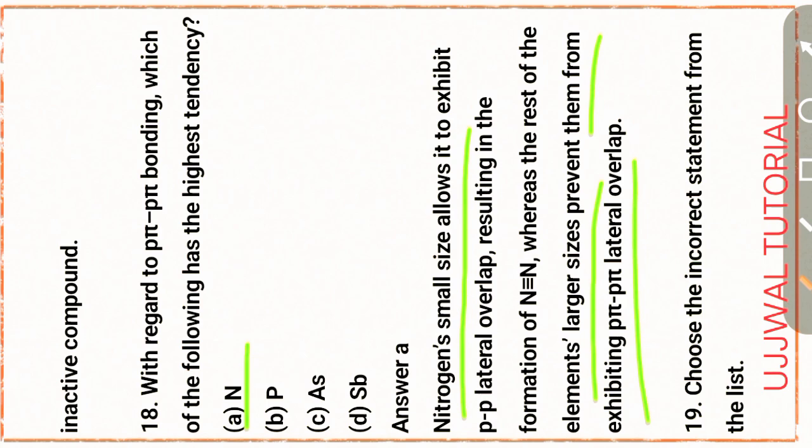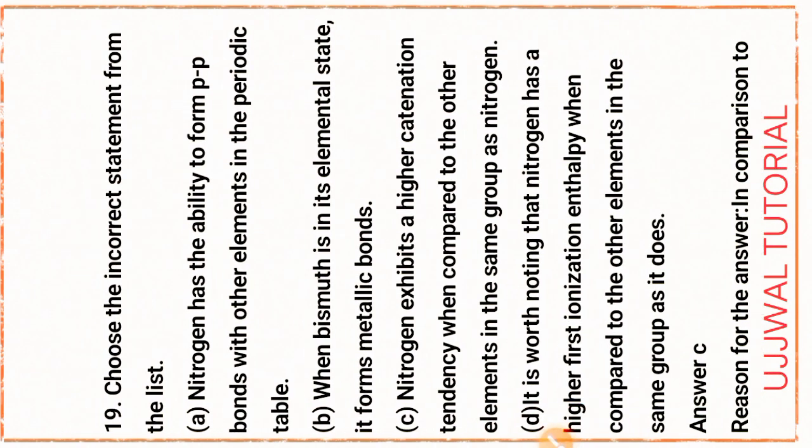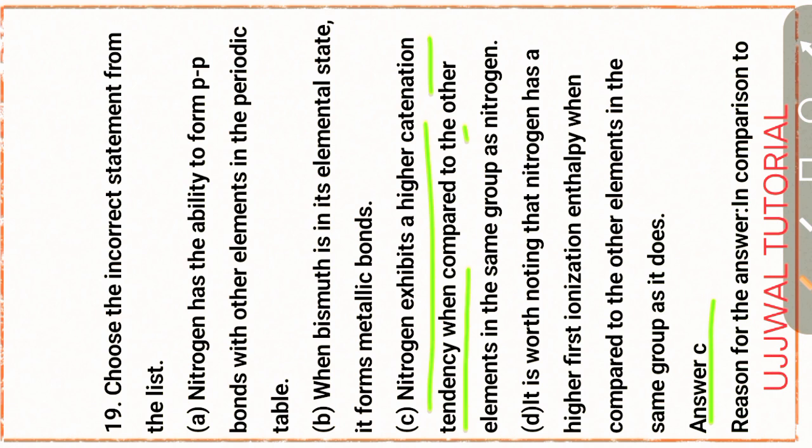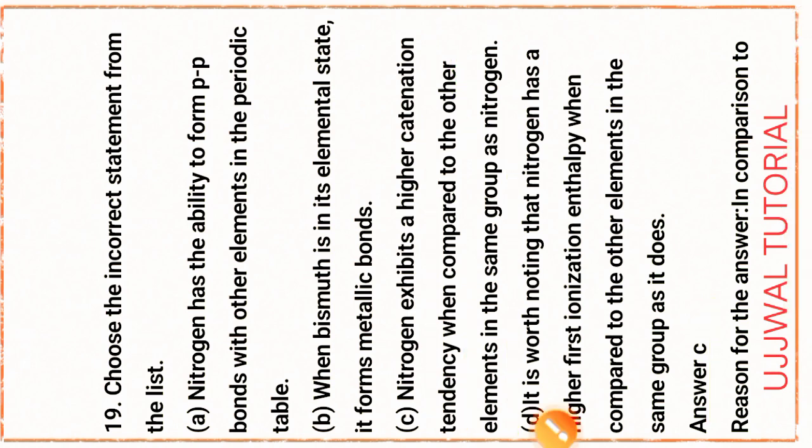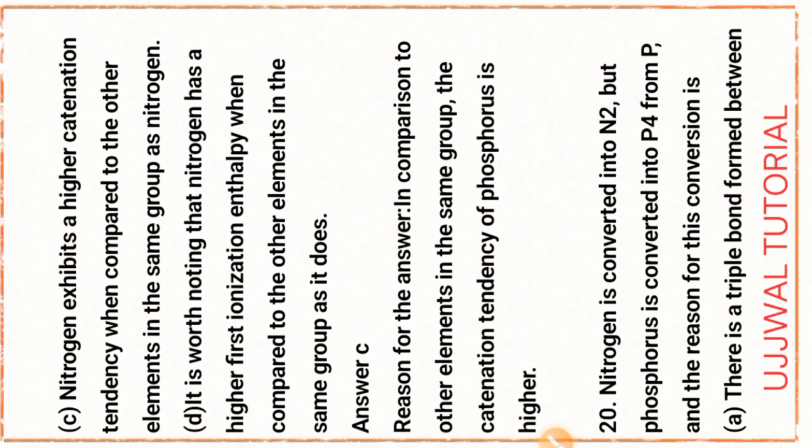Okay, my dear viewers, next question number 19. Choose the incorrect statement from the following list. Okay, option C. Option C is the incorrect statement, but the others are correct statements. That is, nitrogen exhibits a higher catenation tendency when compared to the other elements in the same group. The explanation for this part: in comparison to other elements in the same group, the catenation tendency of phosphorus is higher. Okay, phosphorus has the higher tendency of catenation.